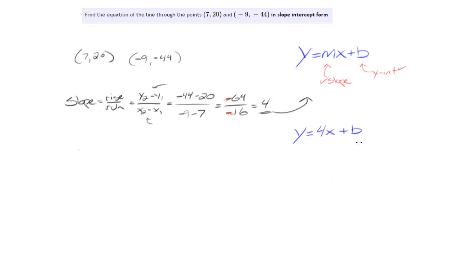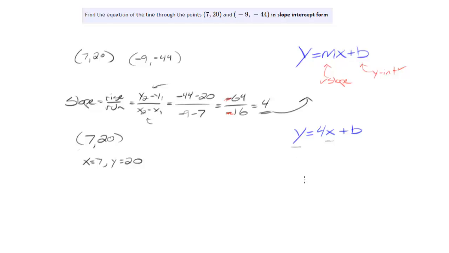To find this b value, what I'm going to do is take one of these points. It doesn't matter which one. For me, I'm going to use the 7, 20 because neither of these numbers are negative. What that is saying is that one solution to this equation needs to be x equals 7 and y equals 20. So what I'm looking for is the b value I need, so that when I plug in a 7 for my x, I would get out a 20 for my y.